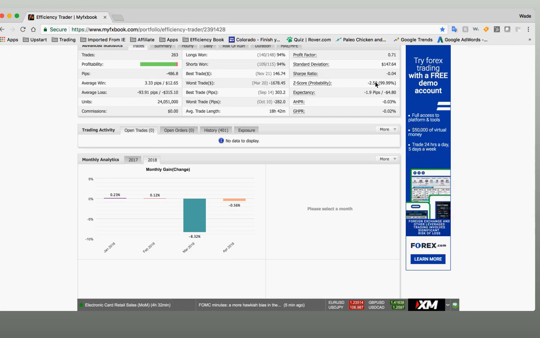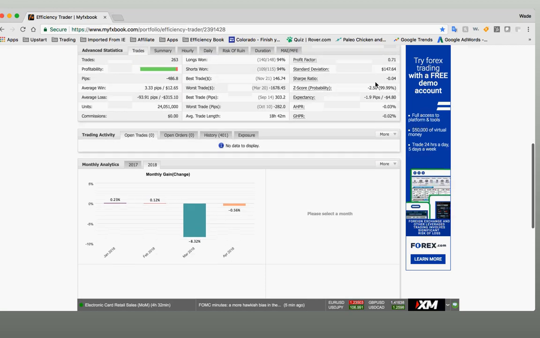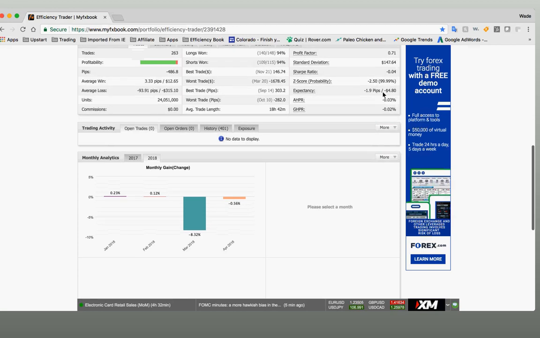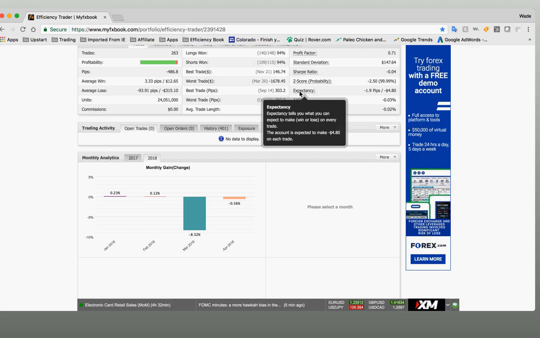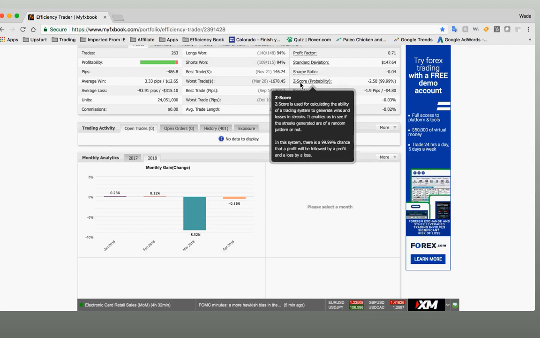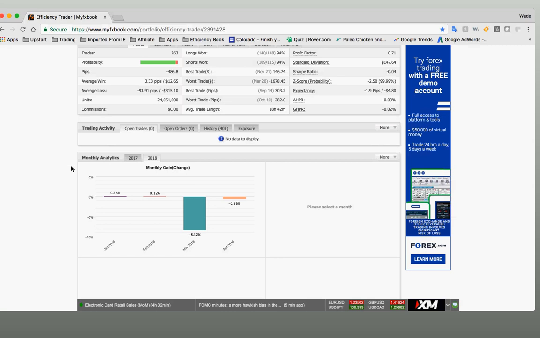Or lastly, a buy and hold trader who's going for the long term, weeks, months, years on a certain trade. As far as that, if you guys aren't sure what the z-score, probability, or expectancy are, these are good things to Google. If you hover your mouse over them, they'll show you what all of these are.